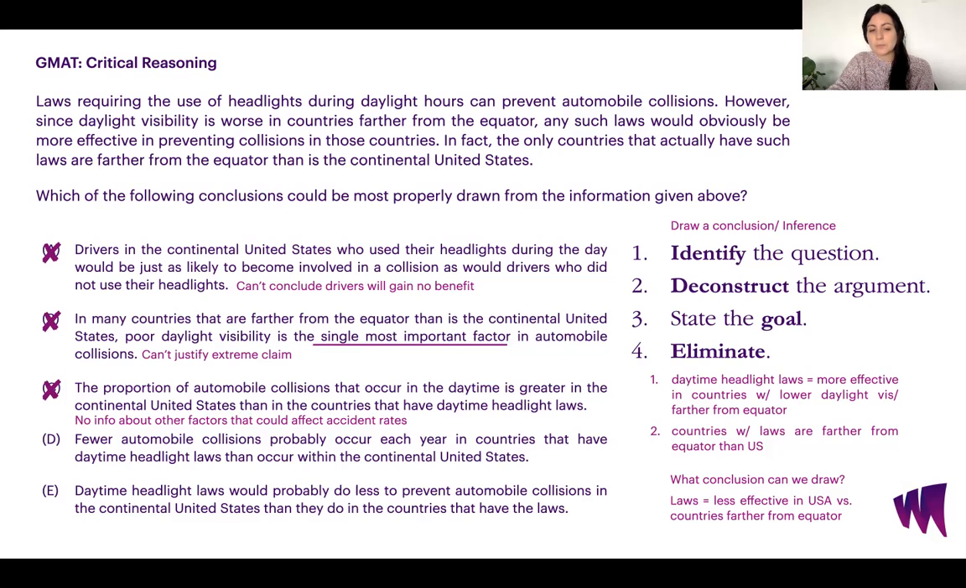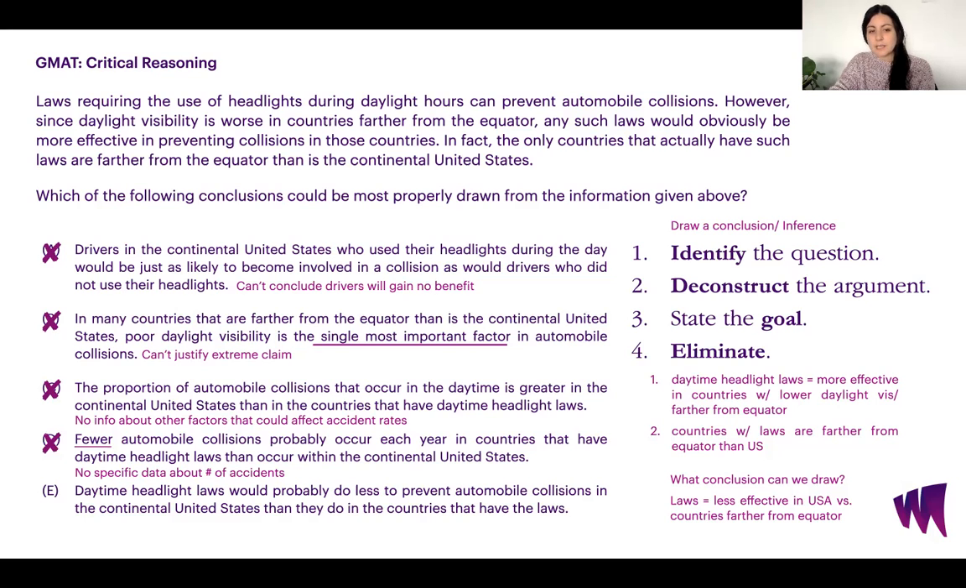D, fewer automobile collisions probably occur each year in countries that have daylight headlight laws than occur within the continental United States. Here we have this word fewer, and since we don't have any specific data about the number of accidents, we cannot draw this conclusion either. This is something that could be true but isn't necessarily true. The last choice is the only one left, so it must be right.